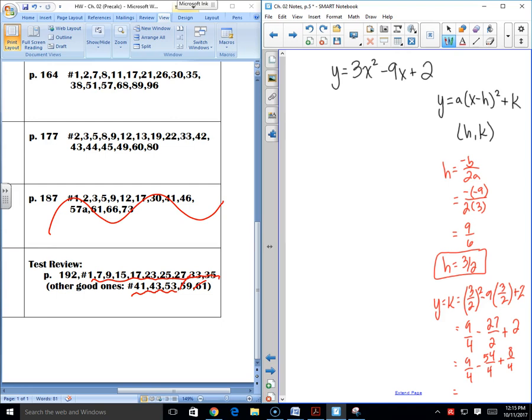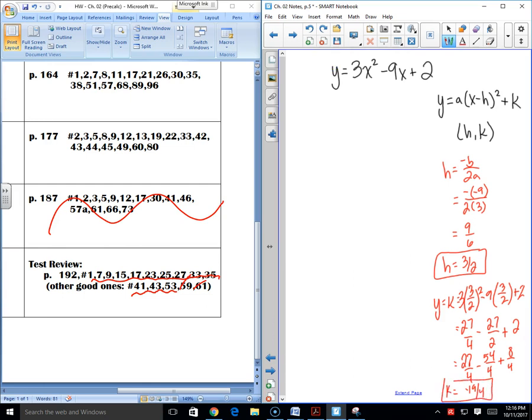Wait, 9 times 3 plus 2. Oh, hold on, I didn't plug in correctly, that should have a 3. It should be 3x squared, right? Oh, it's 27. There we go. So that should be 27 over 4. And 27 minus 54 is a negative 27, plus 8 ends up being a negative 19 fourths.